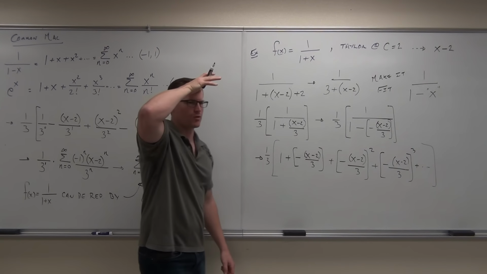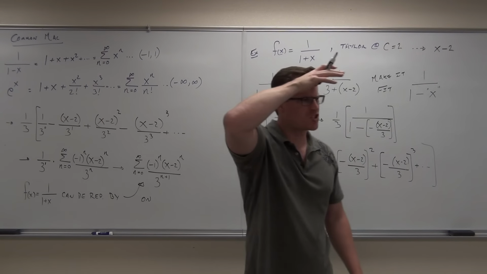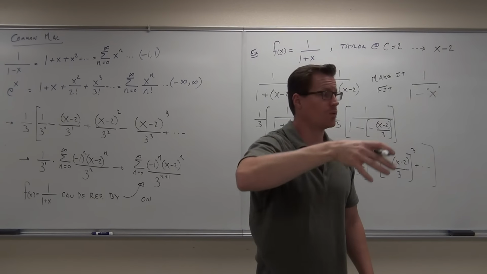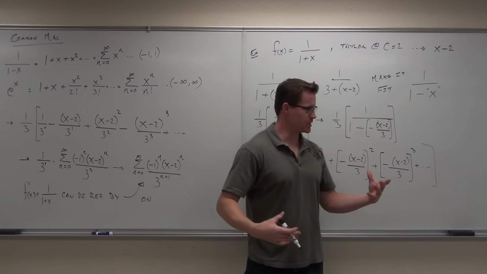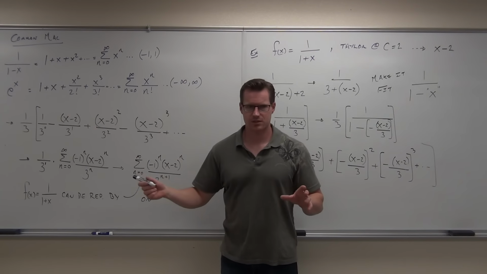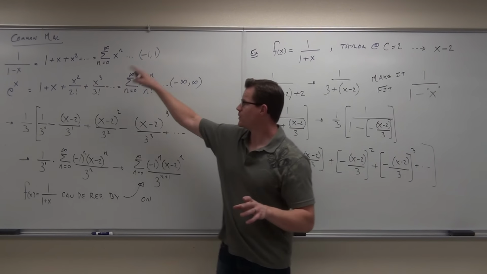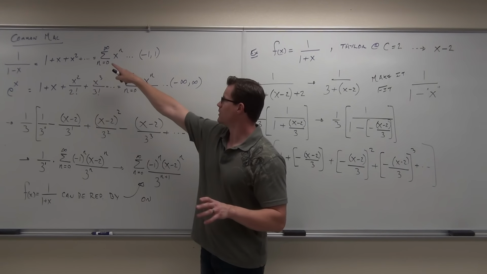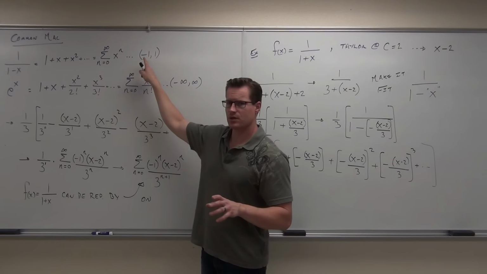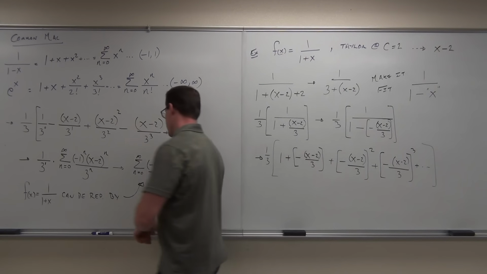We forgot all about the interval, didn't we? Do we have to check the interval? No, it's already been done for you, which is why we use these things. No ratio test, no endpoint test, no nothing. Look at the board. Which series did we use? What's the interval of convergence? Negative 1 to 1. Same thing here.